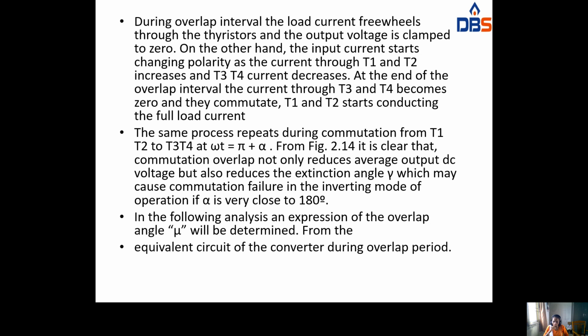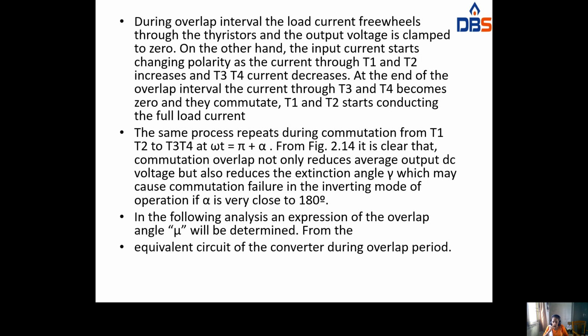The same process repeats during commutation from T1, T2 to T3, T4 at omega t equal to pi plus alpha. So in the figure, you have to see that at starting T1 and T2 are conducting. After that T3, T4 will be turned on at omega t equal to pi plus alpha, and T1 and T2 will be turned off. So it is clear that commutation overlap not only reduces the average output DC voltage, but also reduces the extinction angle gamma, which may cause commutation failure in the inverting mode of operation if alpha is very close to 180 degrees.